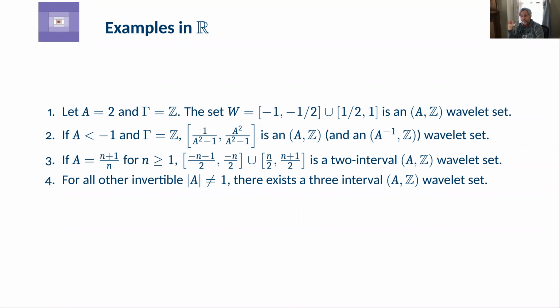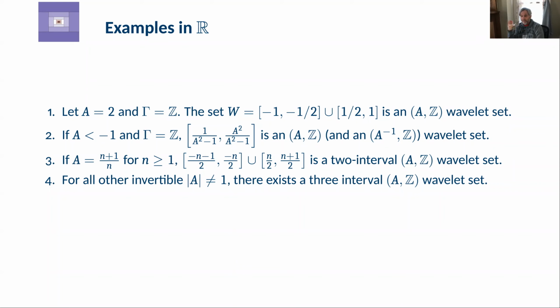What is the reason for the name wavelet set? Why are they called like that? Yeah, so it turns out that if you take the indicator function on a wavelet set and consider that as a function in L2 of R, then the inverse Fourier transform of that is an orthogonal wavelet. So if you dilate it by the transpose of A and translate it by the dual lattice of gamma, then you'll get an orthogonal basis of L2 of Rn in that case.